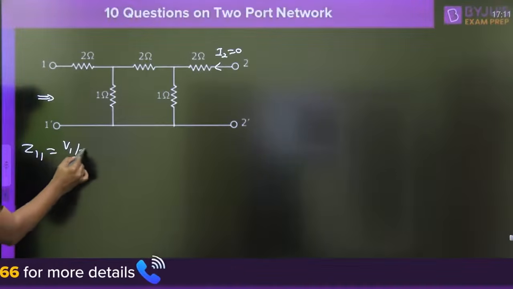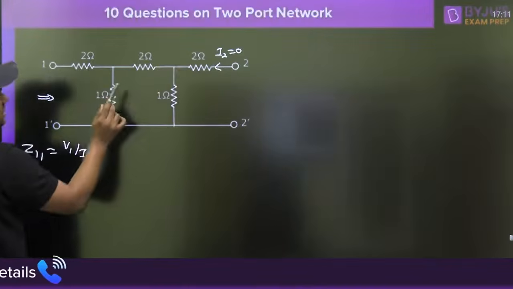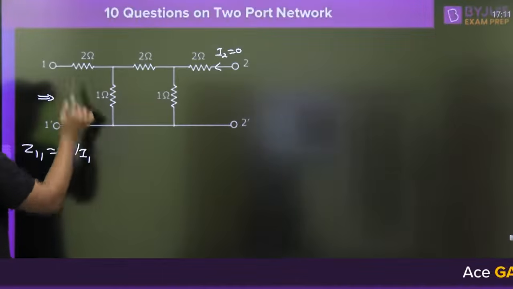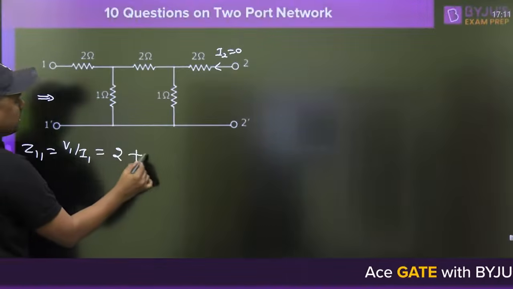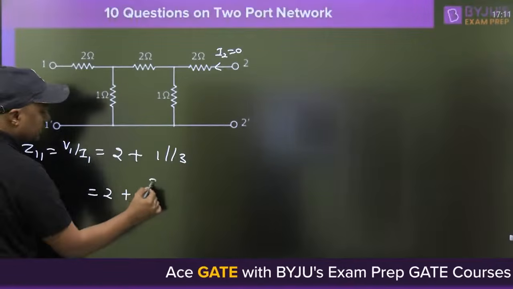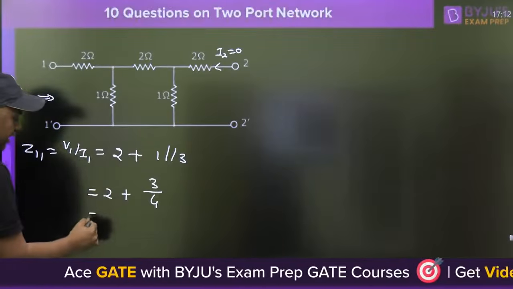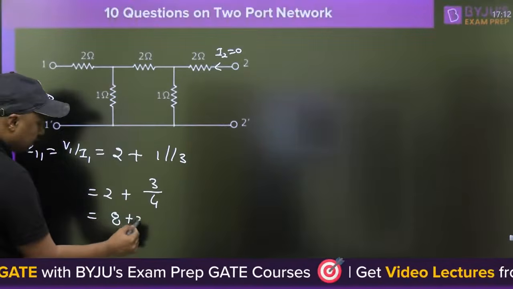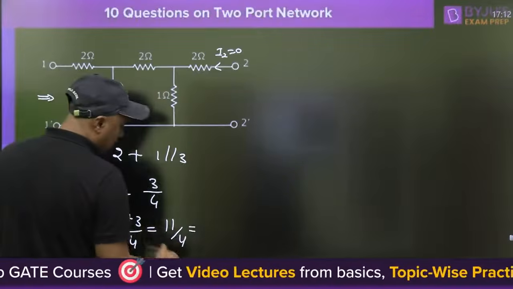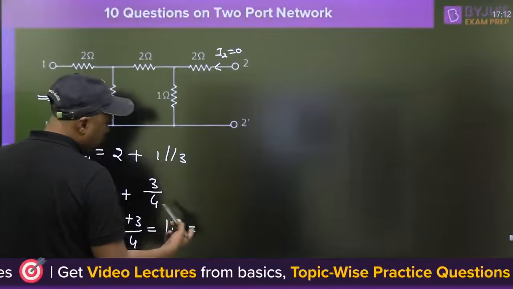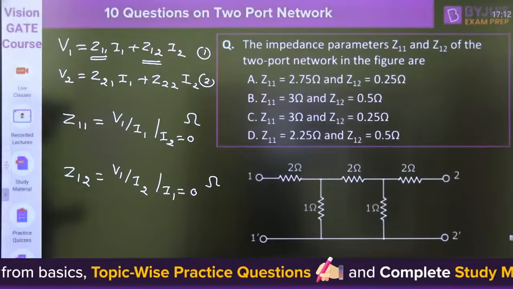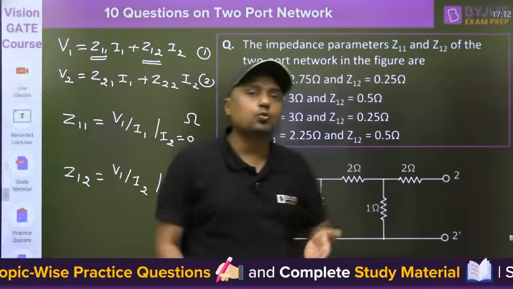So what is Z11? Z11 is nothing but V1 by I1 with I2 equal to 0. You can remove this resistor. 2 and 1, 2 and 1 are in series, and these are in parallel. So Z equivalent is 2 plus 1 in parallel with 3. What is 3 into 3 by 6? It is 3 by 4... 2 plus 1 in parallel with 3 gives 3 by 4, then 4 into 2 is 8, and 8 plus 3 by 4 is 11 by 4. You can calculate it as 2.75. So yes, this is 11 by 4, that is 2.75. Now tell me, in which answer do we have 2.75?